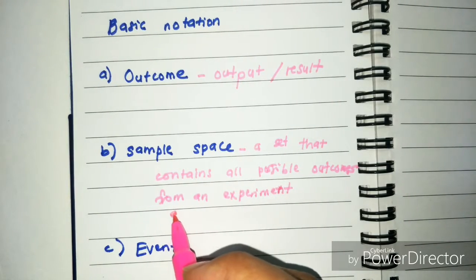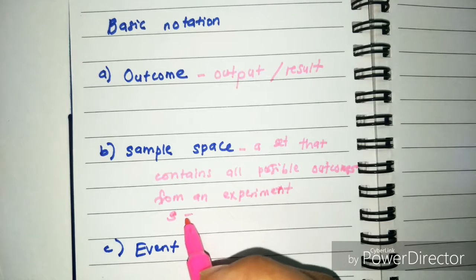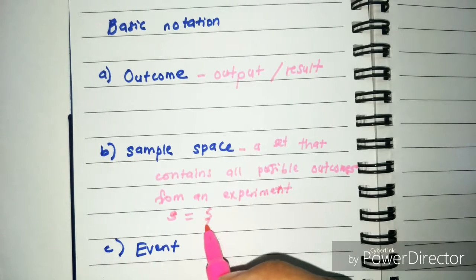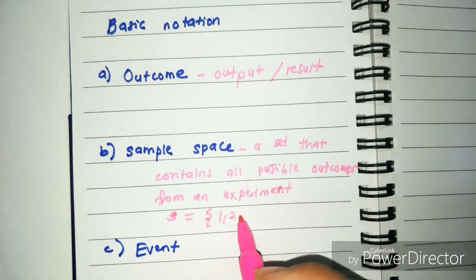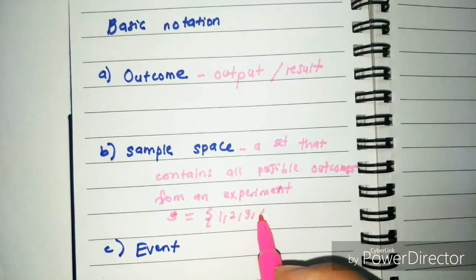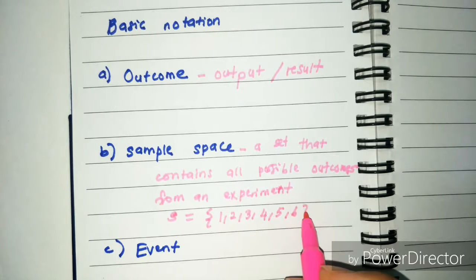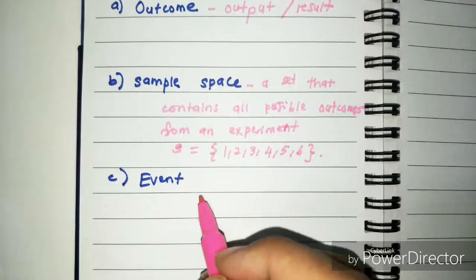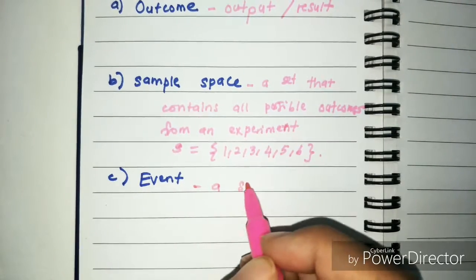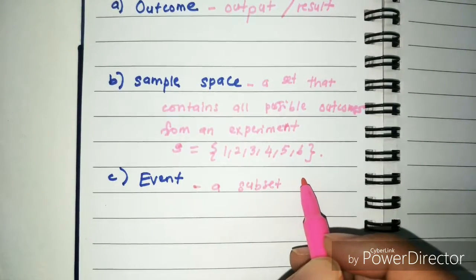For example, if you are tossing a die, the possible outcomes of the sample space are 1, 2, 3, 4, 5, or 6. Alright, then what is an event? An event is a subset of a sample space.